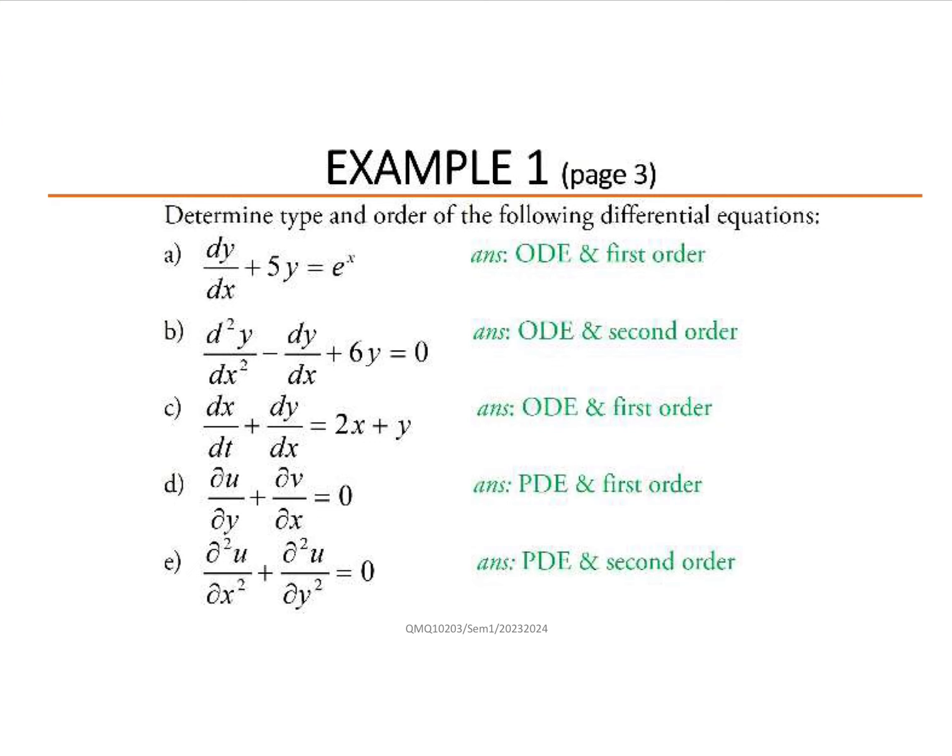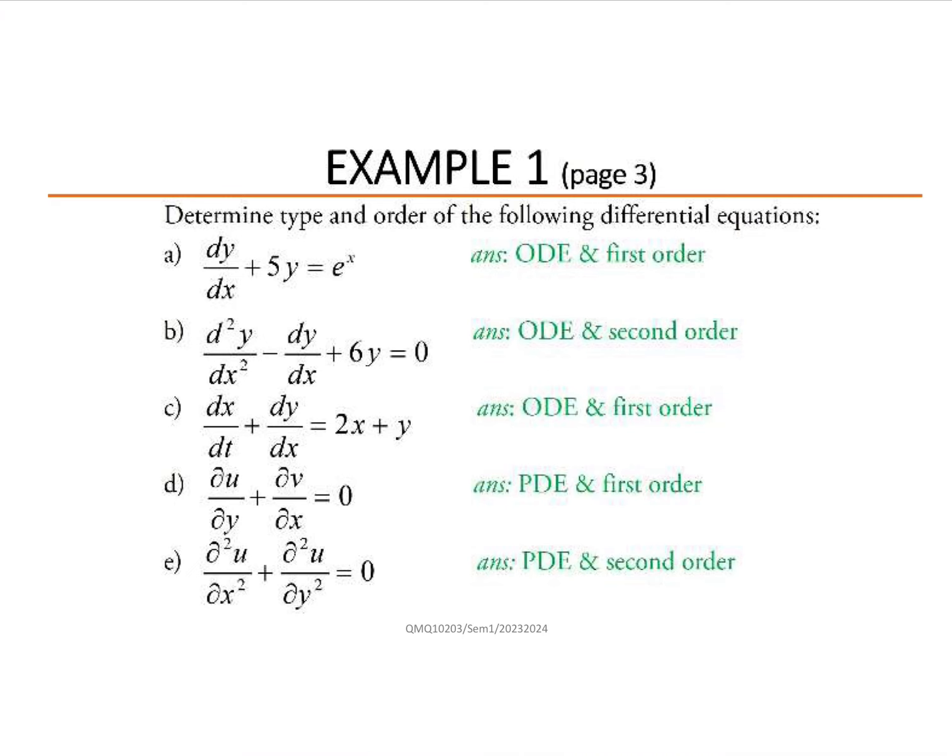Let's see example 1. Determine type and order of the following differential equation. For A, dy dx plus 5y equal to exponent x. So we check, this is the equation where this equation contains the derivative of first order, and this is ordinary derivative. Hence, this is ordinary differential equation and first order.